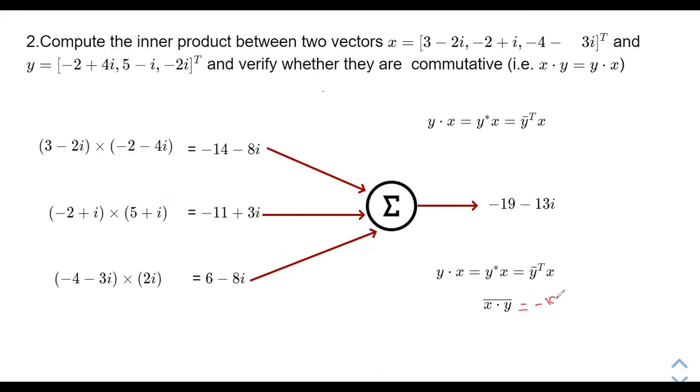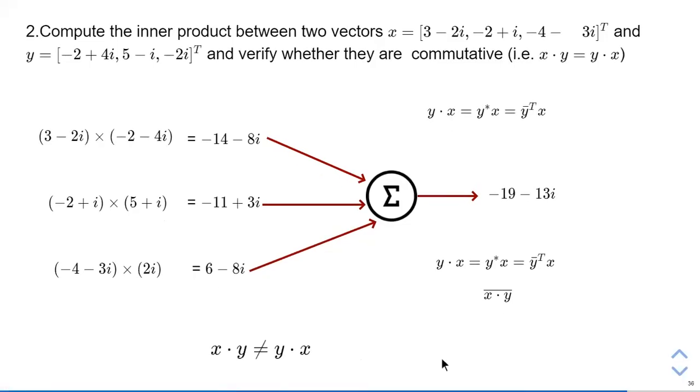So x dot y, in the previous case, was minus 19 plus 13i. So y dot x, instead of computing it again, we can simply get the answer by taking the conjugate of this one, which is minus 19 minus 13i. Okay, so with the help of this example, we now know that x dot y is not equal to y dot x, or in other words, it is not commutative in general.